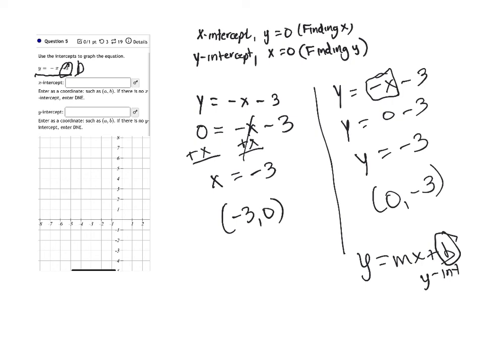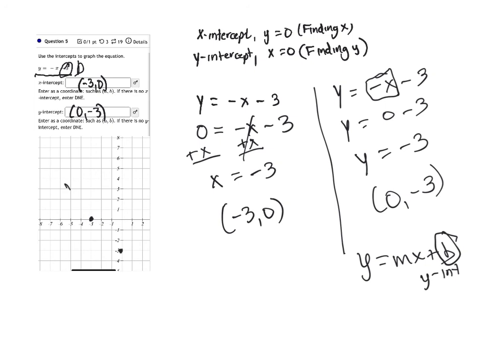Now they want us to write it as ordered pairs. So our x-intercept, and if you put them in the wrong place, they will count them wrong. Negative 3, 0. X-intercept, there's a number for x and y is 0. Y-intercept, there's a number for y and x is 0. So 0, negative 3. And then we're going to plot these. Negative 3, 0 is right here. And then 0, negative 3 is down here.